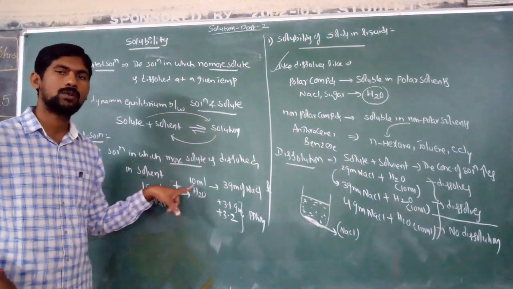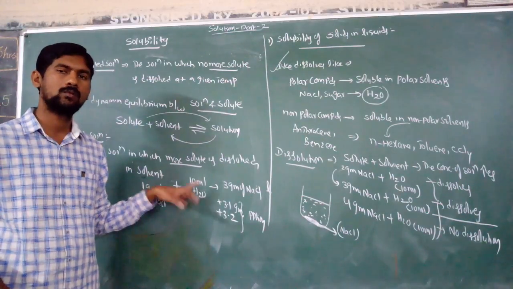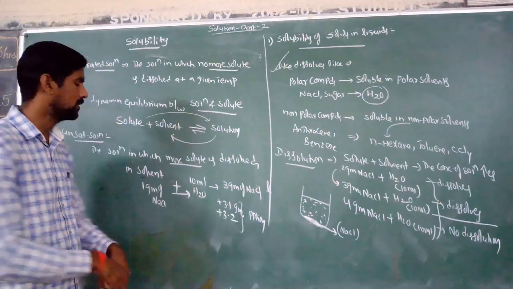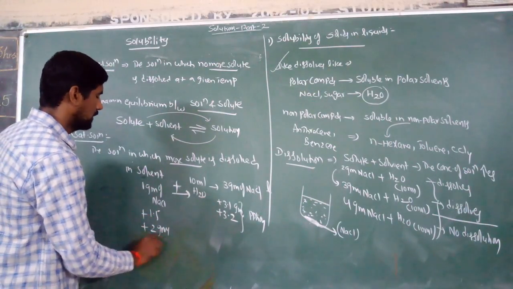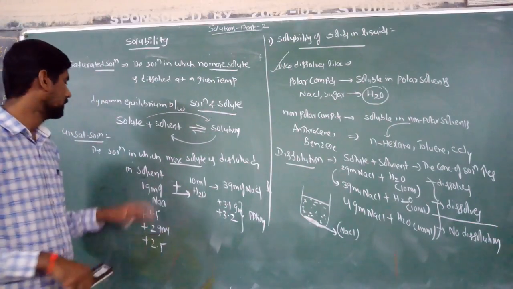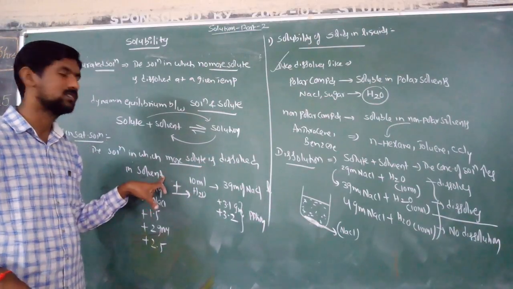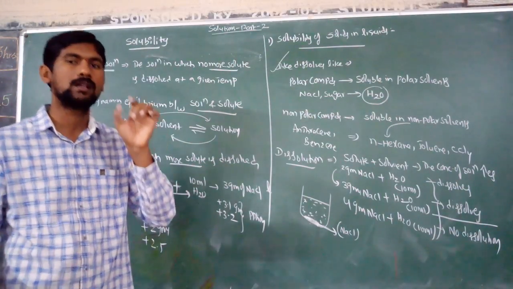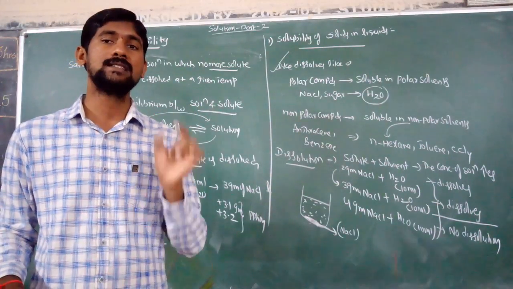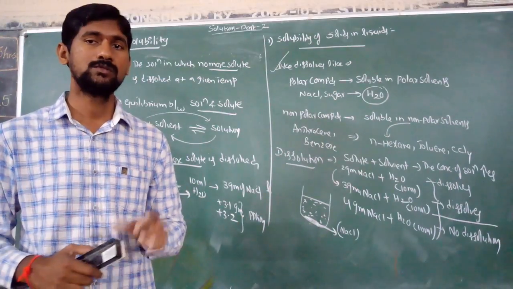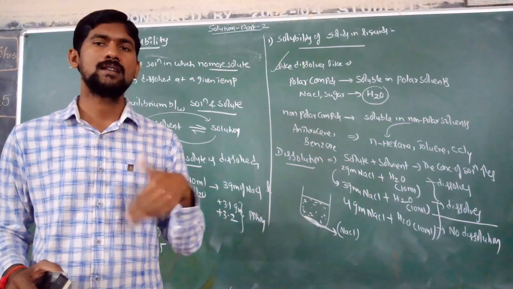For this 10 ml of water, you can add 1 gram of sodium chloride. This is not much to dissolve in 10 ml of water. 1 gram is completely dissolved, and you can add 1.5, 2 grams, 2.5 like that. So the solution in which more solute can be dissolved in the solvent is called an unsaturated solution. If you add 1 gram of sodium chloride to 10 ml of water, it is called unsaturated.